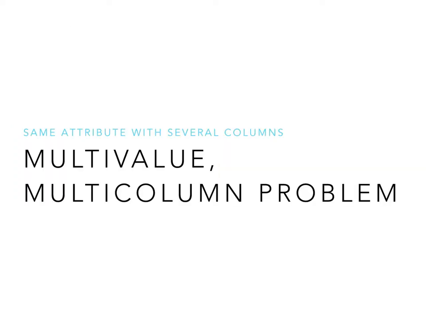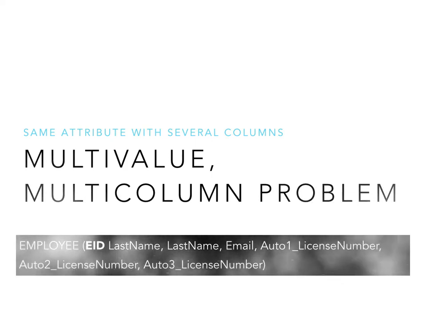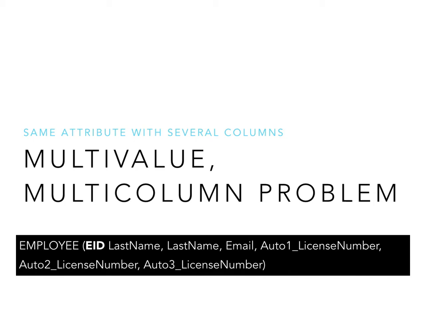So first, the multi-value, multi-column problem. I'll sum this up by just saying it's when you have the same basic attribute, but it exists several times. So it's in several columns of a table. So for example, if I have this employee that has normal stuff like first name and last name, email, and then they have 3 auto license numbers: auto 1 license number, auto 2, auto 3.